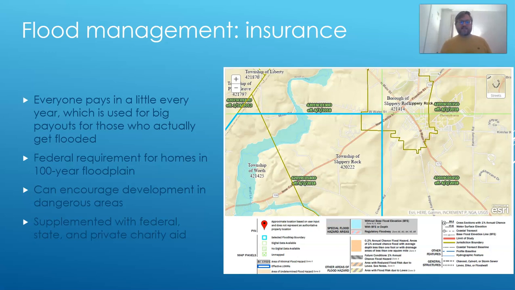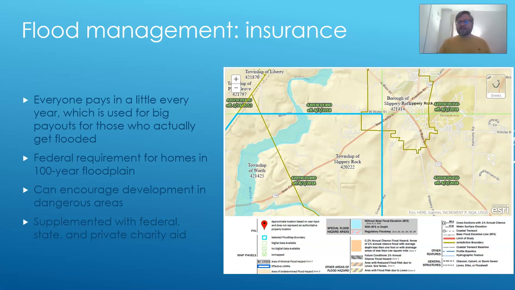And in the United States, flood insurance is a federal requirement. The federal government requires that homes in the 100-year floodplain, so homes in areas that would be flooded if you had a 100-year flood, so remember back to how we calculate those, the size of flood that has a 1% annual chance of happening. If you're in that area, then you are required to obtain flood insurance in order for your mortgage to be approved by the federal government.